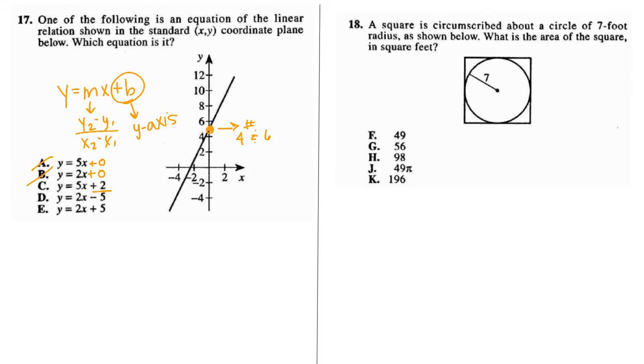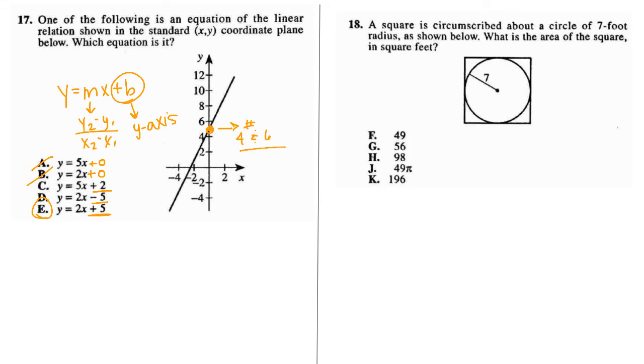And let's look, that would mean my line crosses at 2. It doesn't cross at 2. This means it crosses at -5. It doesn't cross at -5. So let's look here at +5. Yep, that's somewhere between 4 and 6, so my answer is E.